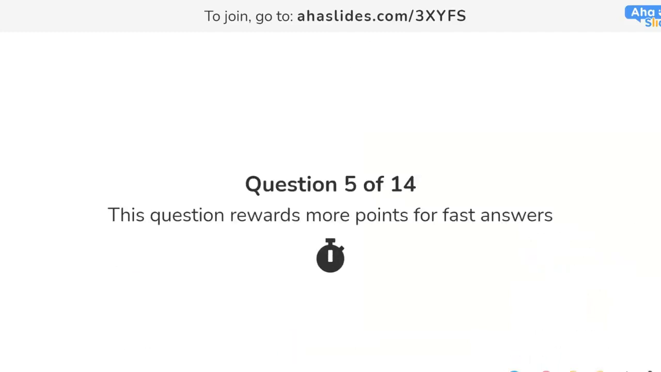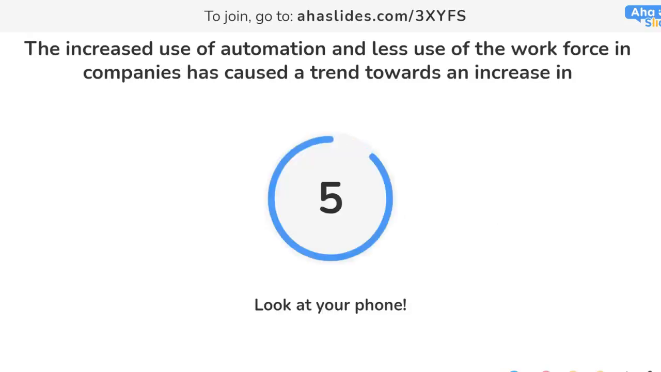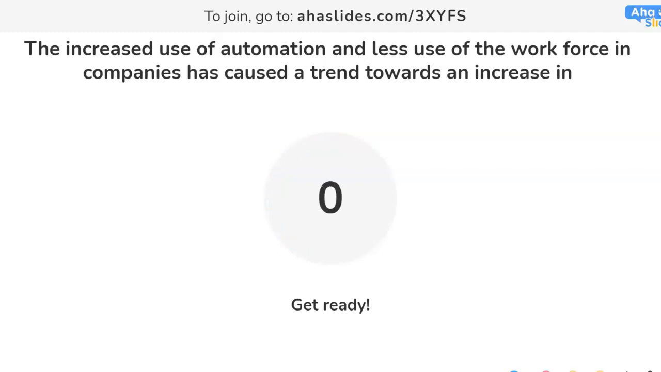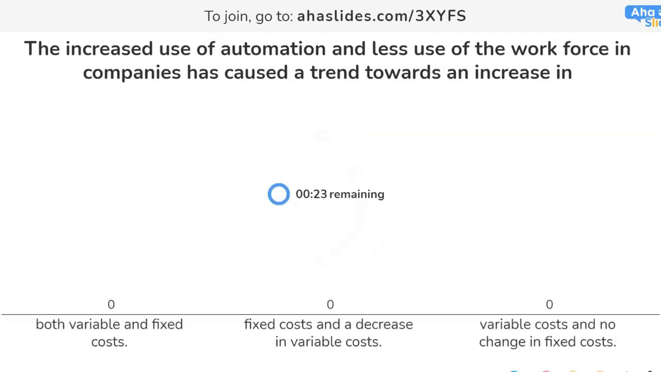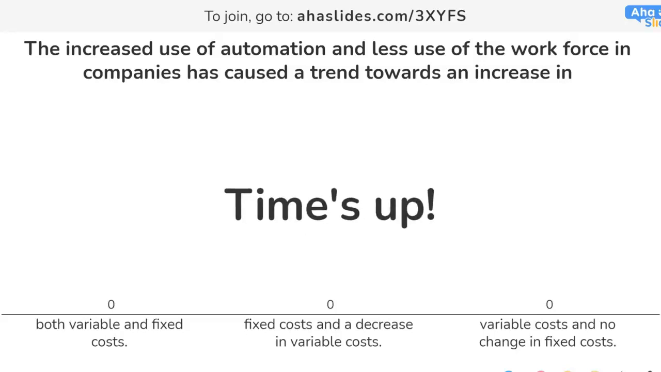Question 5 out of 14. Increased use of equipment, automation, and less use of workforce in companies have caused a trend towards an increase in both variable costs and fixed costs. Causes an increase in fixed costs and a decrease in variable costs, or causes an increase in variable costs and no change in fixed costs. Now this is called being capital intensive.